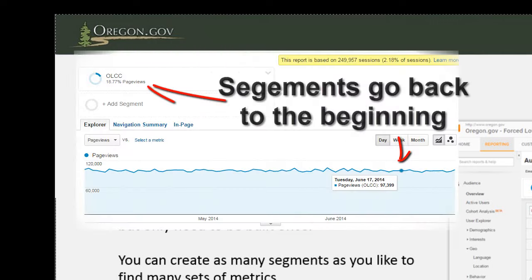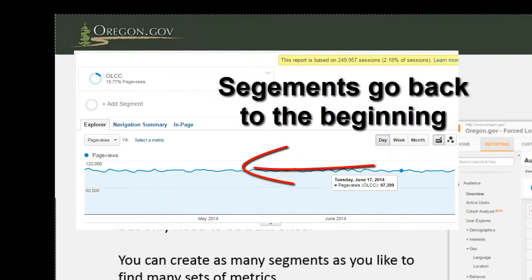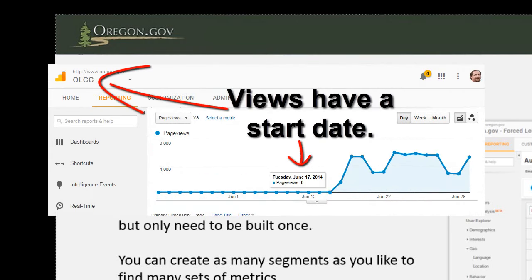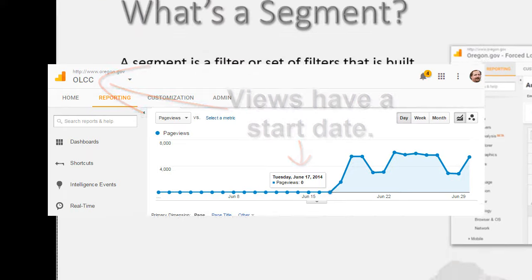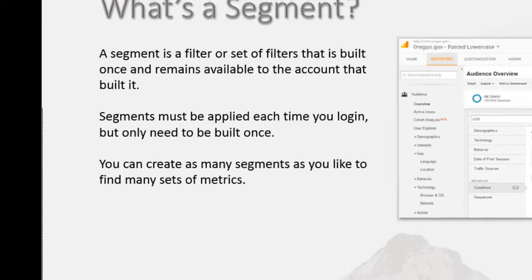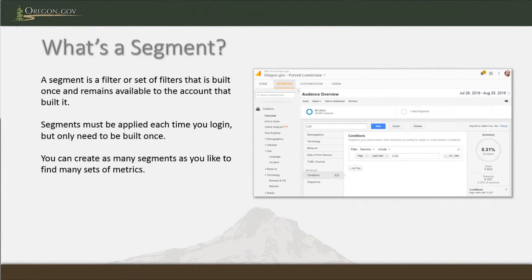Segments are in some ways better than views because they allow you to see the historical metrics even prior to the time the segment was made. Views are limited to the time the view was created and later. When you log out, any segment you've built is removed from your view, but when you log back in, you can simply reapply the segment that was previously built, and all the same historical and up-to-date information will be available to you again. The segment does not have to be rebuilt every time you log in. It remains in a menu for you.